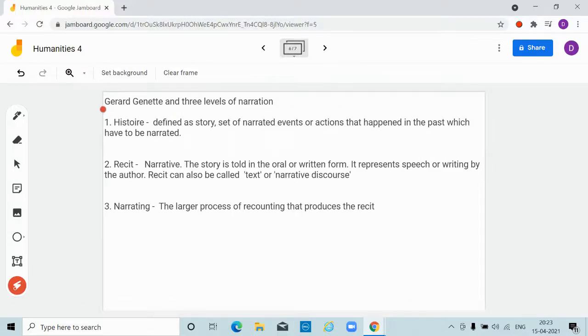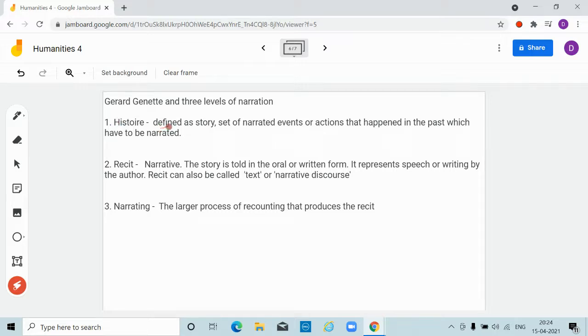The next topic: Gérard Genette and three levels of narration. Now, according to the French critic Gérard Genette, all narratives follow three levels of narration. And what are these three levels? The first level is the histoire, second one is the récit, third one is the narrating. Okay. So the first two terms are French.